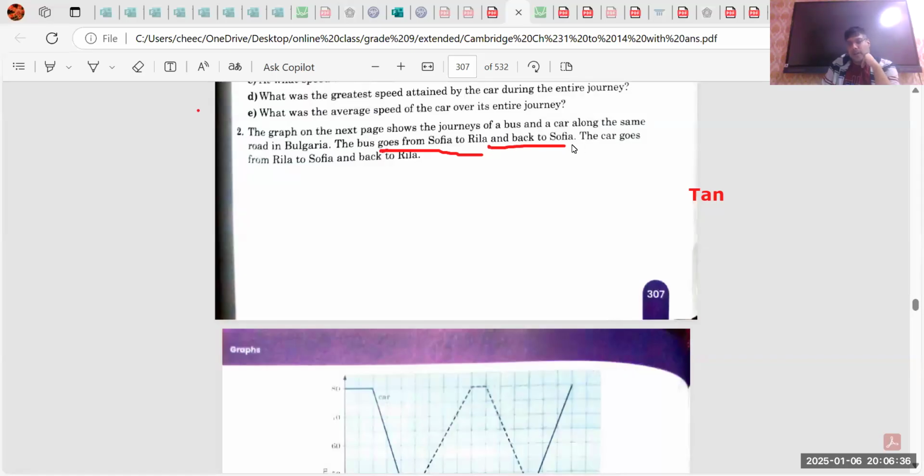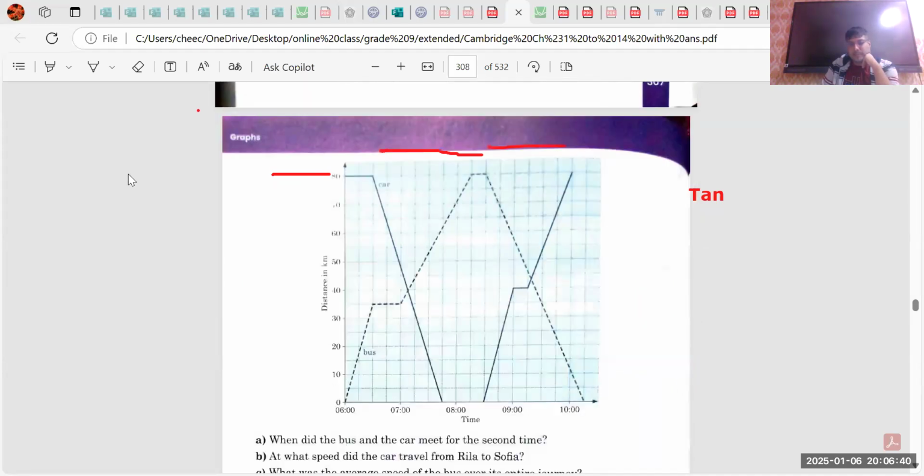And back to Sofia. And the car is going from Rilla to Sofia and back to Rilla.